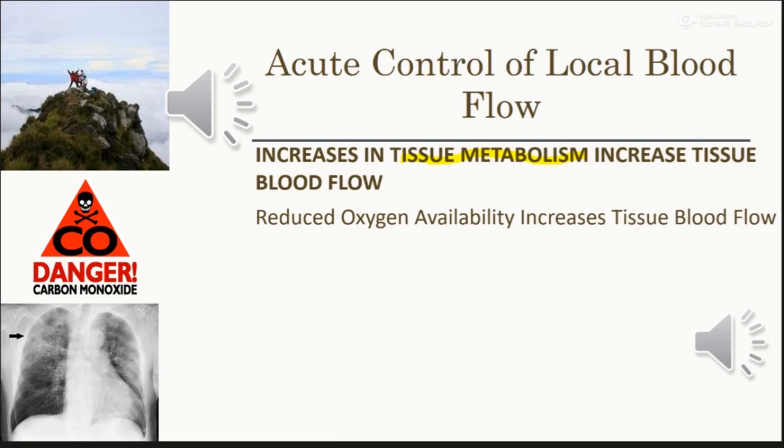Yung carbon monoxide kasi nadidecrease na yung ability ng hemoglobin to transport oxygen. So yun yung pangit na ginagawa niya. On the other hand, yung cyanide naman, dinidecrease na yung ability ng tissue to use oxygen, pinopoison niya. So kahit maraming oxygen pero yung tissue hindi nagagamit yung oxygen, dahil ayun nga, dahil sa cyanide poisoning. So, yan yung nangyayari. Reduced yung oxygen availability. So, magkakaroon ka ng increase na blood flow.